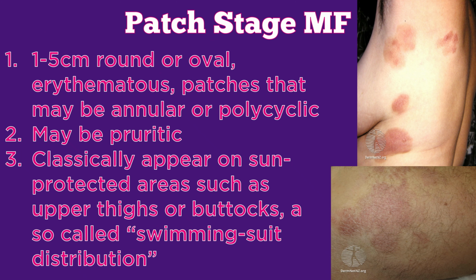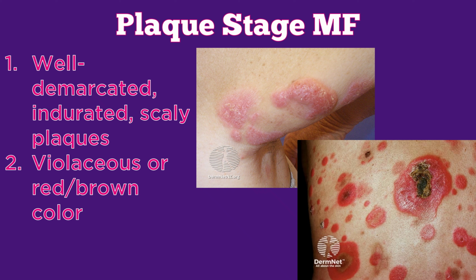Patch stage MF presents as round or oval patches, usually 1 to 5 centimeters in width, that may be annular or polycyclic. They may be itchy and classically appear on sun-protected areas such as the upper thighs or buttocks region. The appearance on sun-protected areas, or what we call the swimming suit distribution, is a nice pearl to remember because UV therapy is also used to treat MF, so it makes sense that lesions appear in areas that aren't seeing the sun. After patch stage, we have plaque stage MF, which presents as well-demarcated, indurated, scaly plaques that have a variety of shapes and have a violaceous or red-brown color.